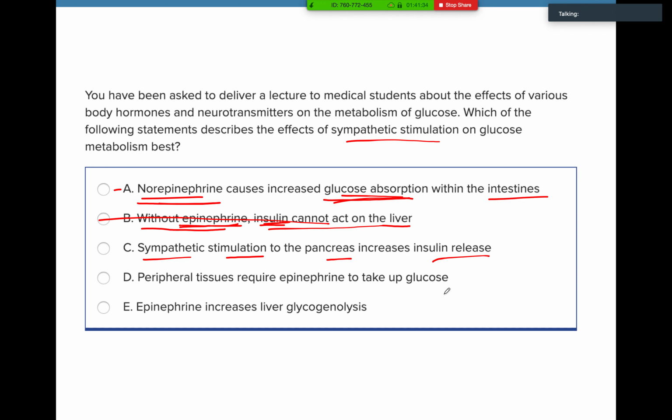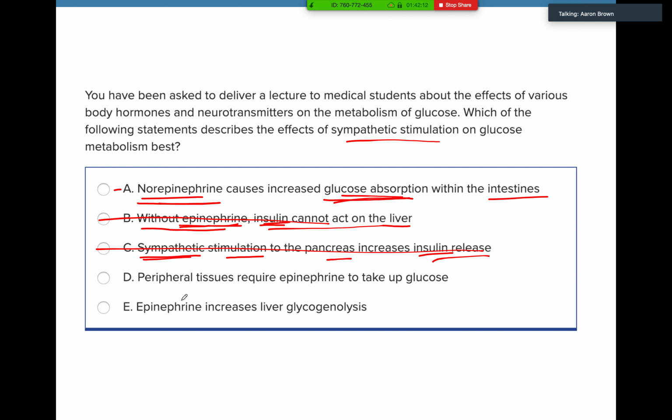Okay. So what do you think about this one? So sympathetic's goal is to increase blood glucose. During fight and flight, we want to have a lot of sugar available to use for running away from that bear. However, exactly, increasing insulin is going to drop our blood glucose. So let's take this out.